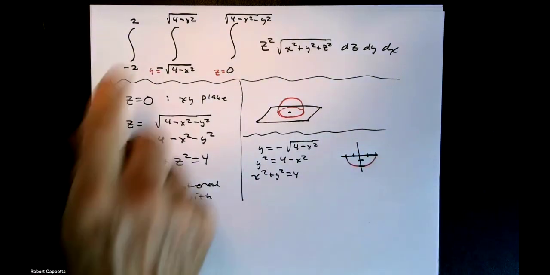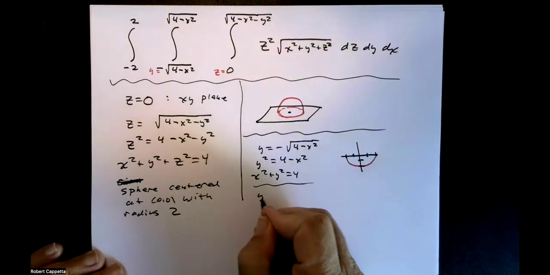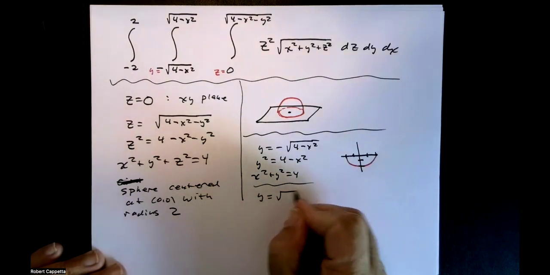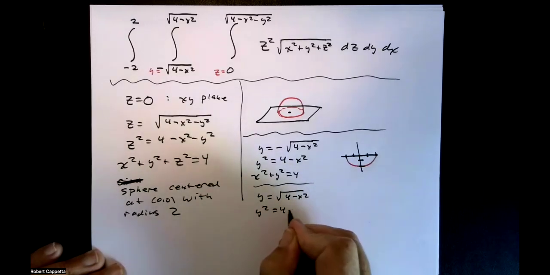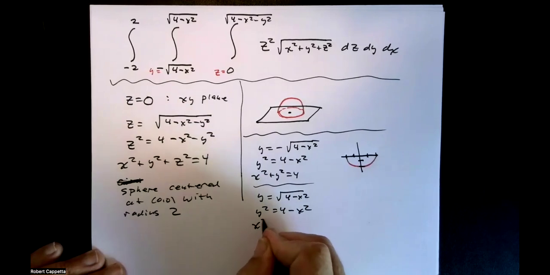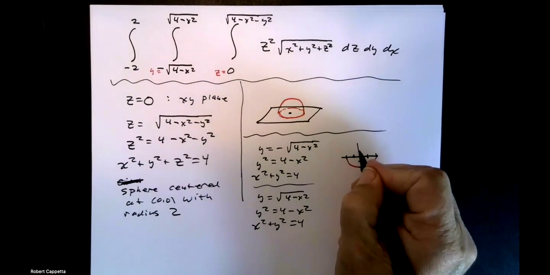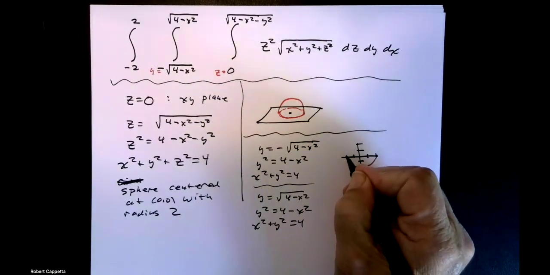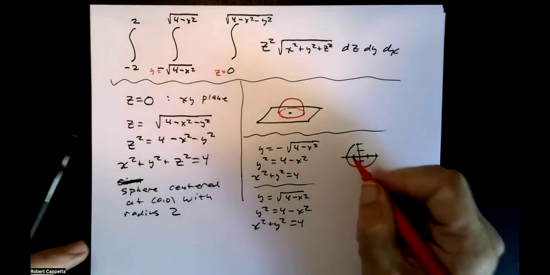This is the lower part of my region of integration. But no surprise, it goes up to y equals root 4 minus x squared for the upper part. So those are only positive values of y. Y squared equals 4 minus x squared, x squared plus y squared equals 4. Again, the upper half of that circle. So this now is my first guess for my region of integration.